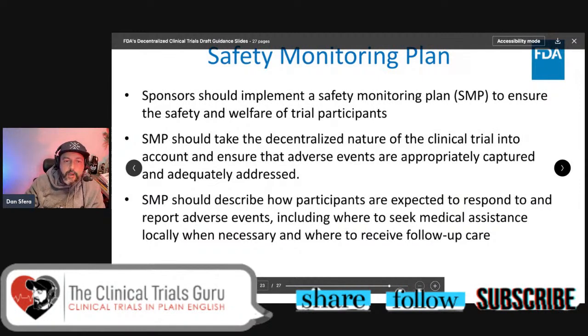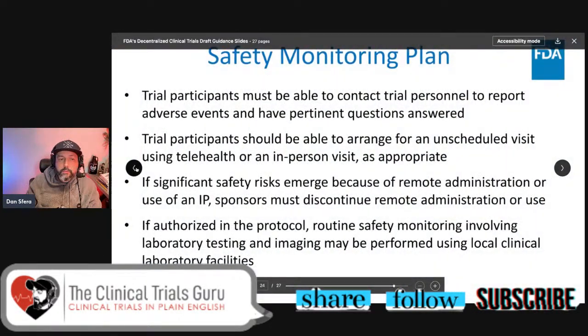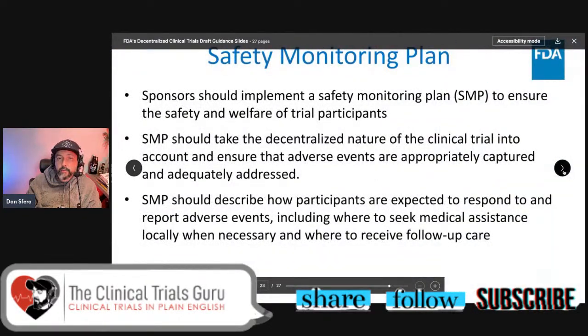Furthermore, safety monitoring plans should describe how participants are expected to respond to and report adverse events. So how about text your coordinator, call the emergency after hours line, or call 911? Or log into an app that's not very user friendly.